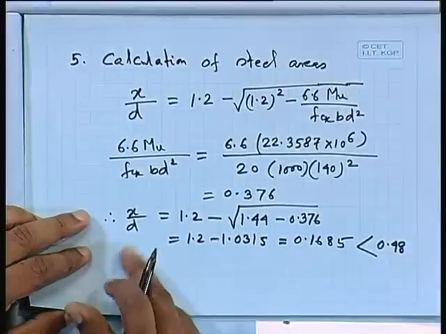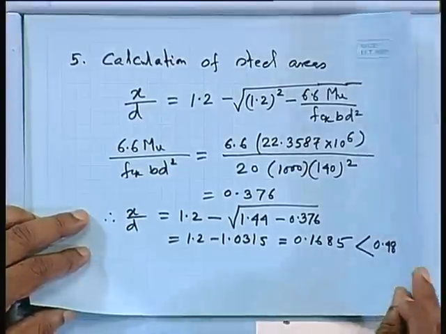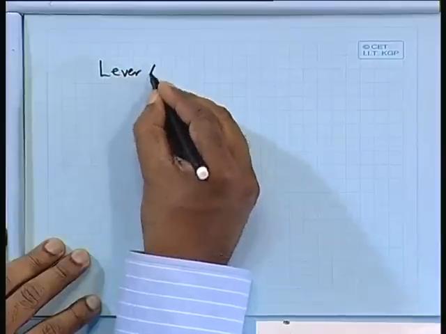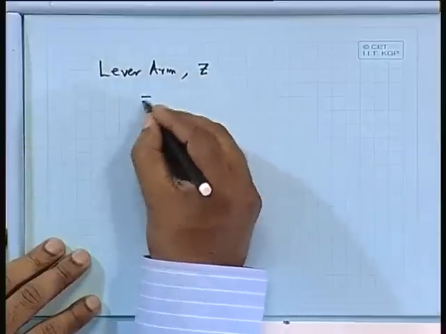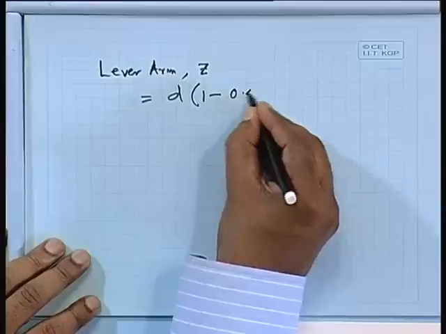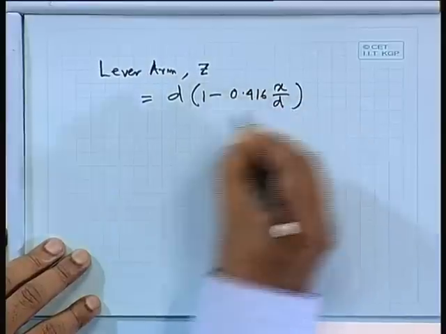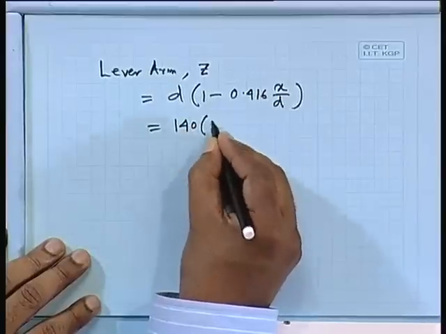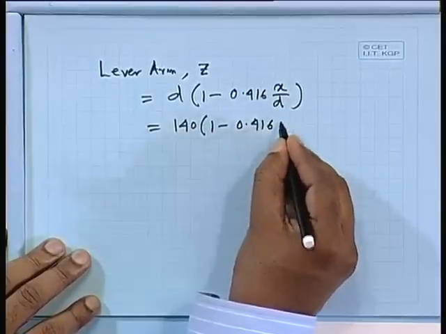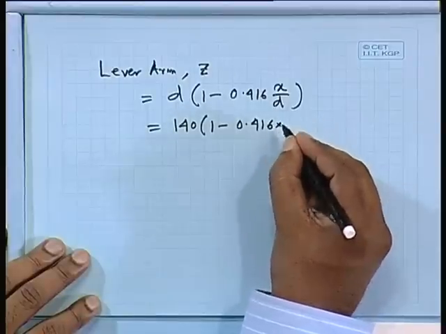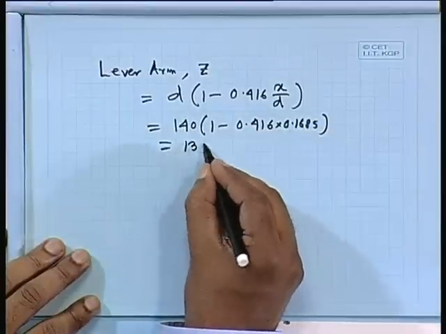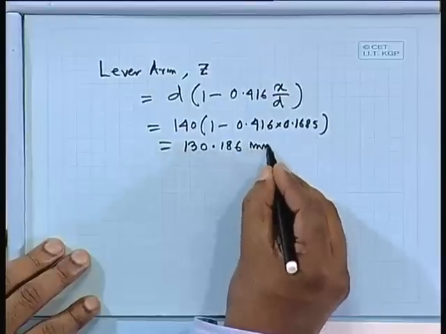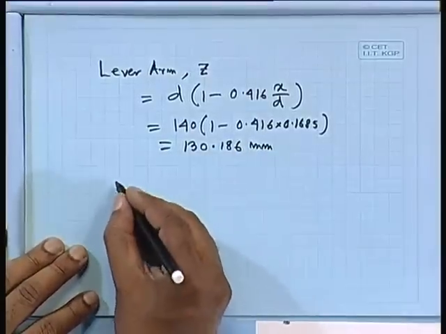So, we can now calculate the lever arm. What about your lever arm z? Lever arm z equals d1 minus 0.416 x by d times d, where d is 140. So 140 times 1 minus 0.416 times 0.1685 equals 130.186 millimeter.